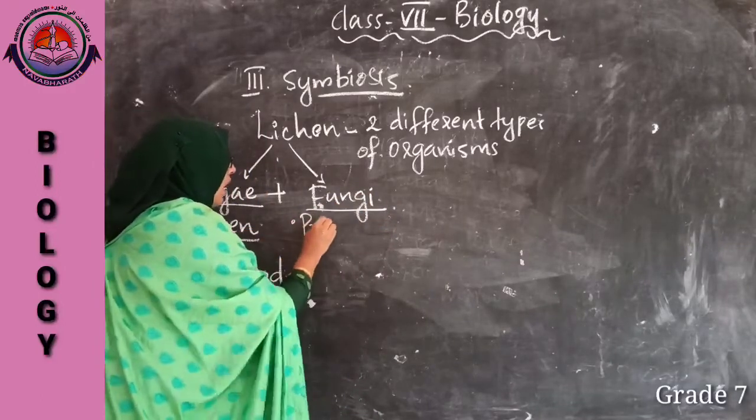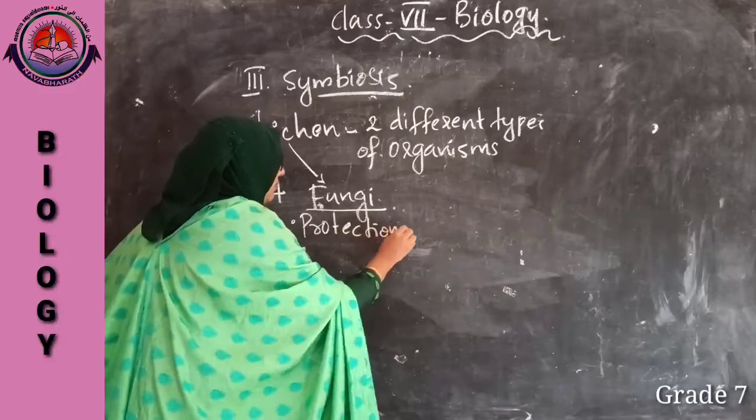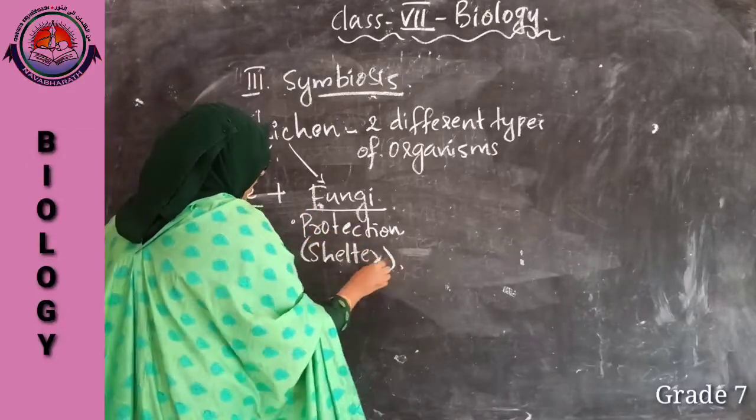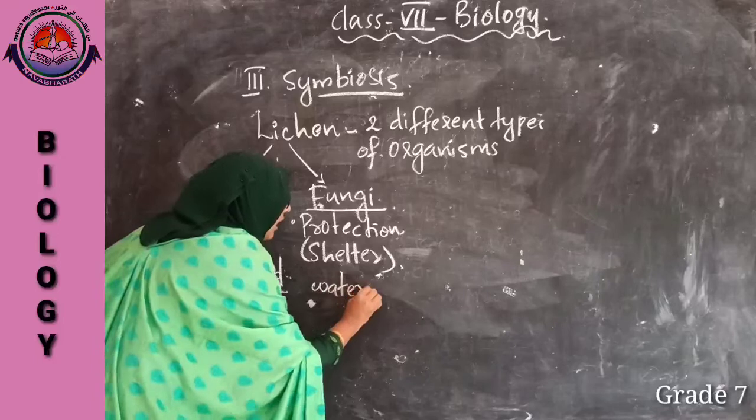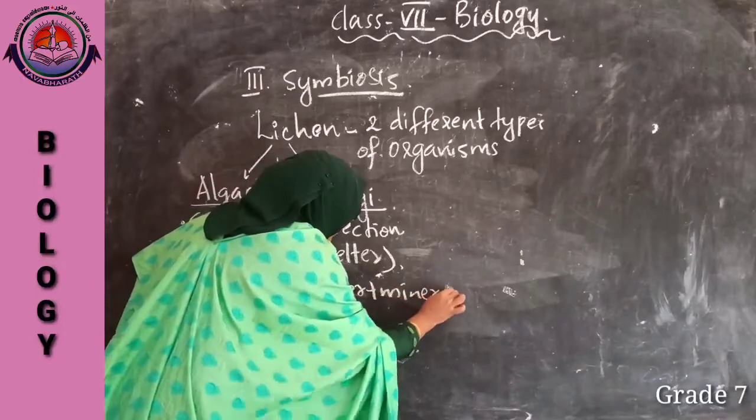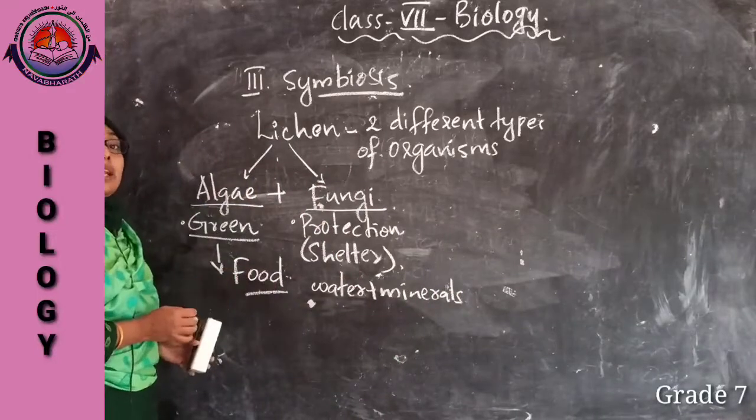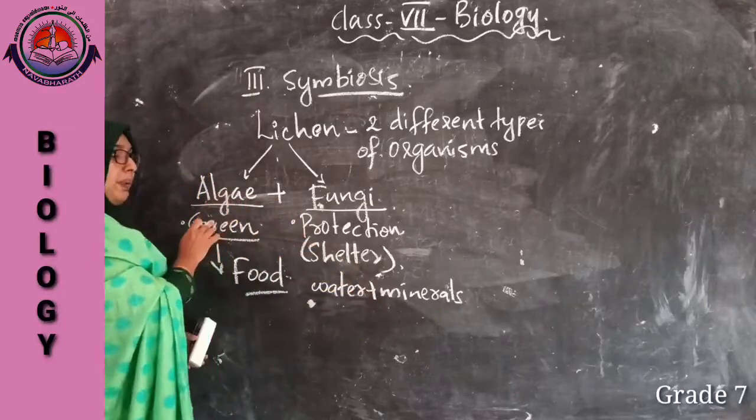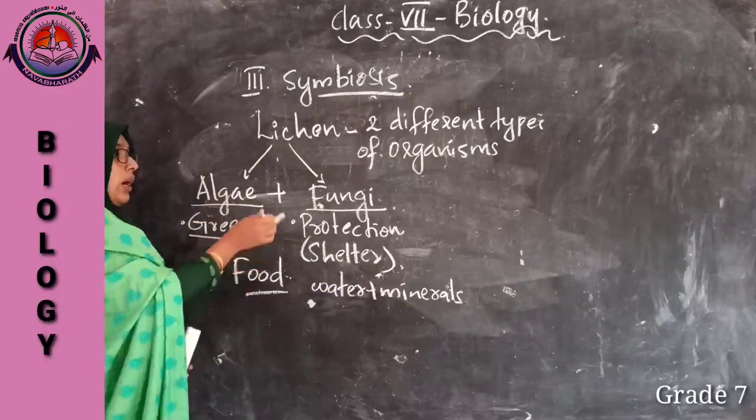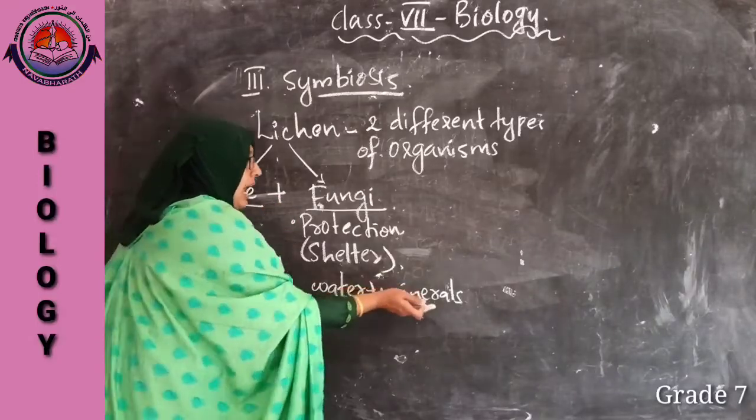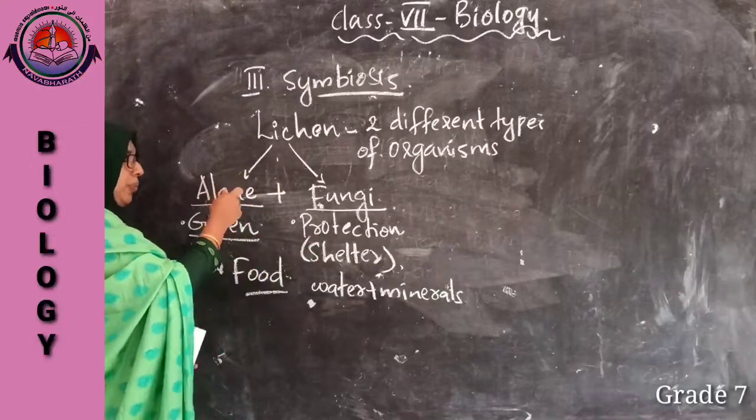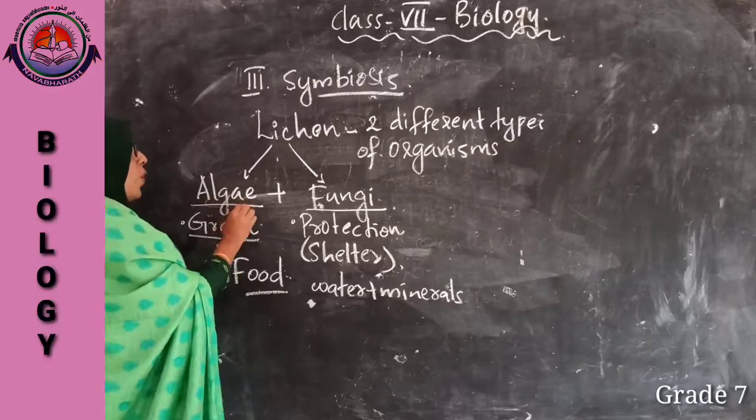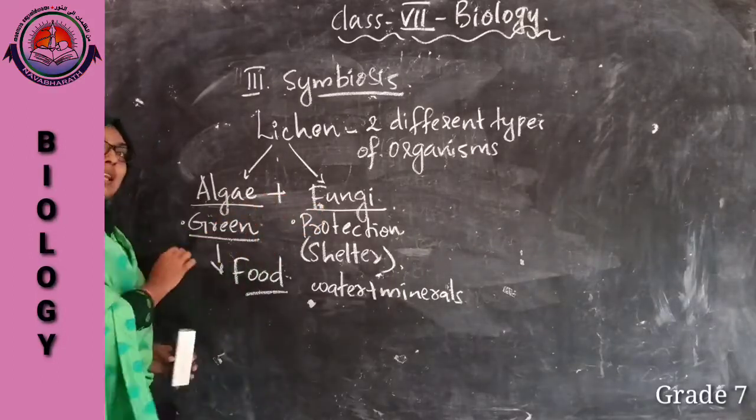Fungi provide protection and shelter. They provide protection and also water and minerals. See, we have discussed water and minerals are the essential requirements for photosynthesis, right? Without water and minerals, plants cannot prepare food. So fungi provide this water and minerals for the algae to prepare food. Clear?